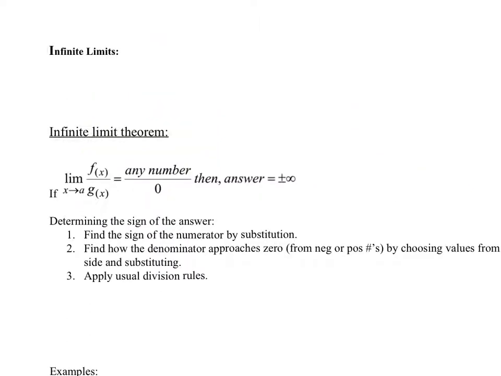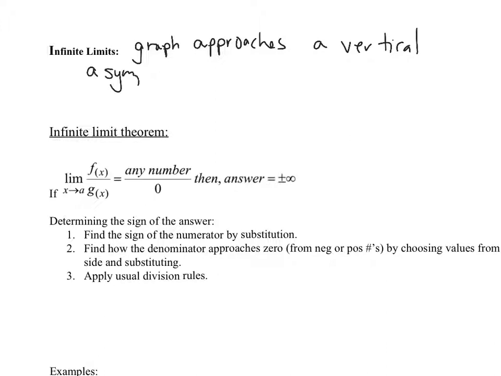So the last thing we're going to talk about is infinite limits. These are essentially when the graph approaches a vertical asymptote. So we know vertical asymptotes are these lines that the graph really can't cross. It just kind of goes up forever or down forever. So as the graph approaches a vertical asymptote, it approaches positive or negative infinity.